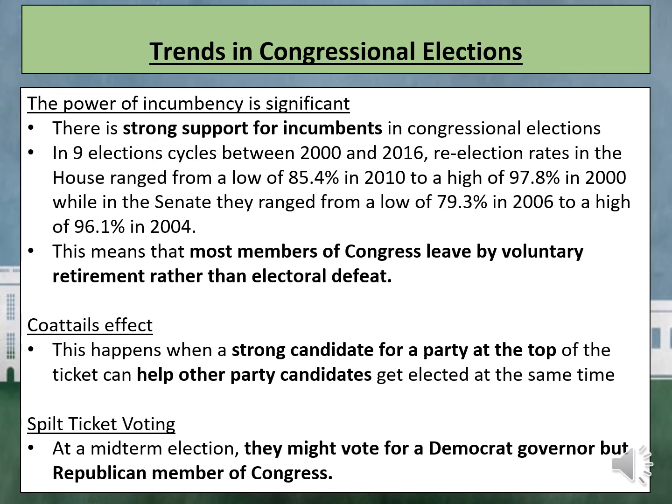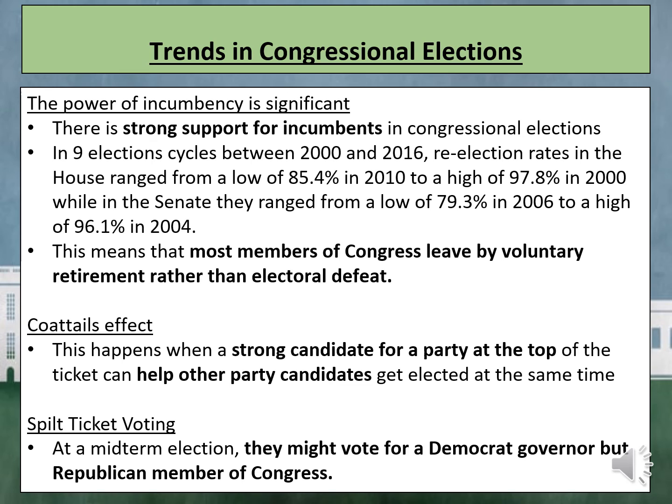This means that most members of Congress leave by voluntary retirement rather than electoral defeat. There are many reasons for high rates of re-election in Congress. For example, as an incumbent, one has the ability to provide constituency services, meaning anything from helping an individual constituent to receiving the correct level of service. High levels of name recognition in any election compared with a challenger, plus the levels of seniority in Congress, is a factor in the power of the incumbency. Finally, most incumbents have a huge advantage in fundraising compared to challengers.